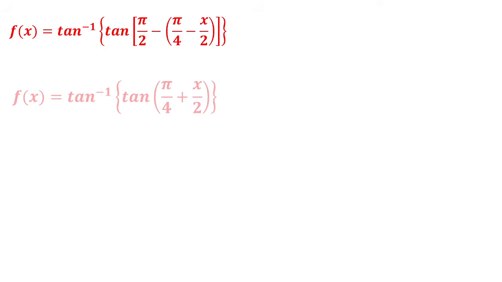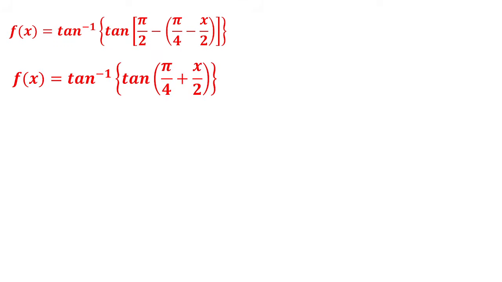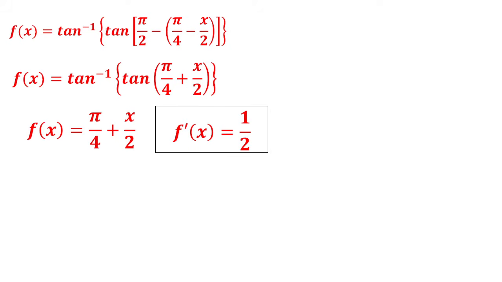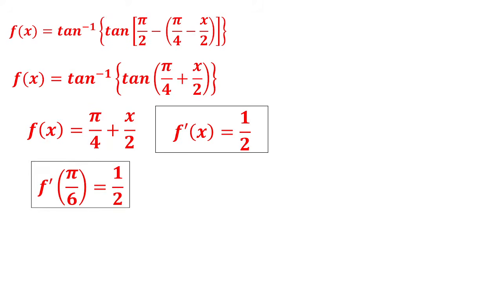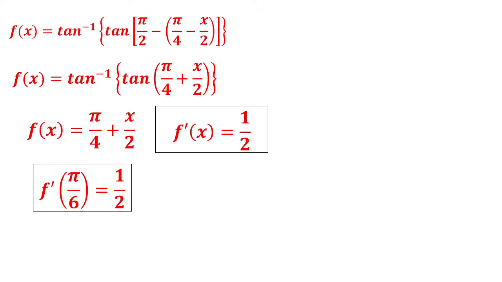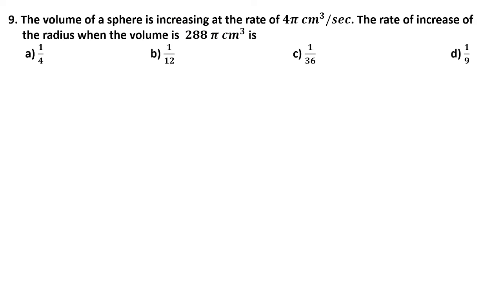What will it become now? Tan of pi by 4 plus x by 2. Therefore, f of x is nothing but pi by 4 plus x by 2. You do the differentiation. Pi by 4 is a constant. Therefore, f dash of x is also a constant, which is 1 by 2. Therefore, f dash of pi by 6 is 1 by 2. Option D is the correct option.